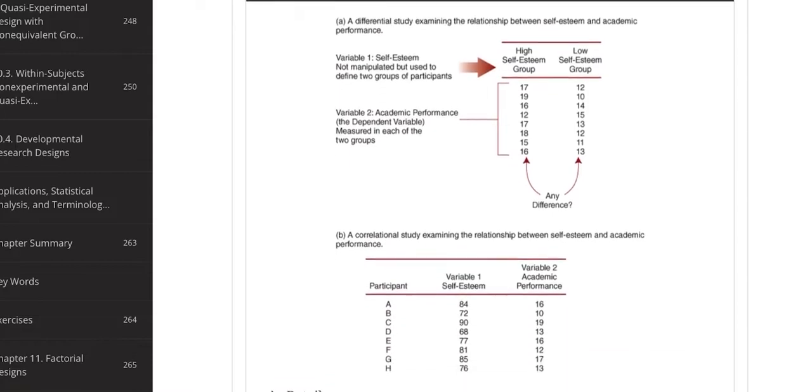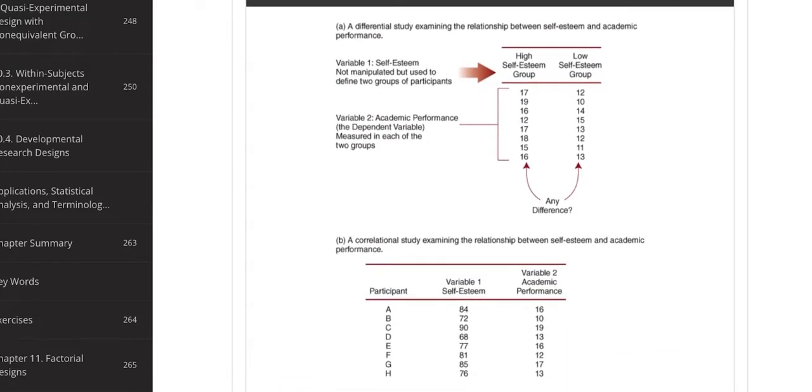But as you can see in this figure 10.4, part A up at the top is a differential research design. B at the bottom is an example of a correlational study. So you can see visually, obviously, there's a difference, right, between the data here, or the way it's structured. But I'll tell you what the actual difference is here. With differential, remember, we are comparing two different groups. So that first variable, which in this example is self-esteem, we are splitting the participants into high self-esteem and low self-esteem.